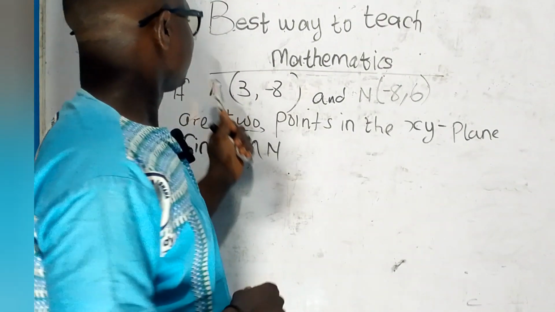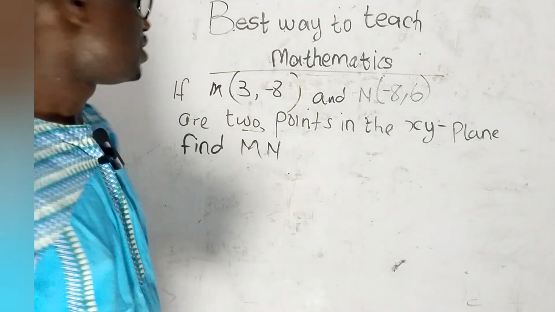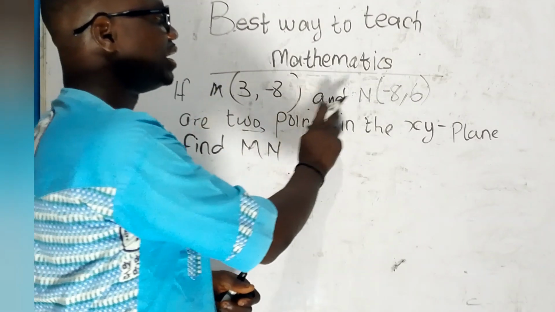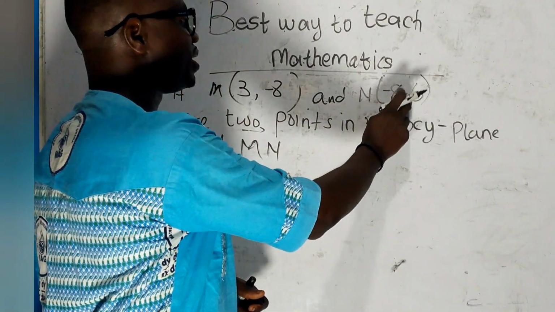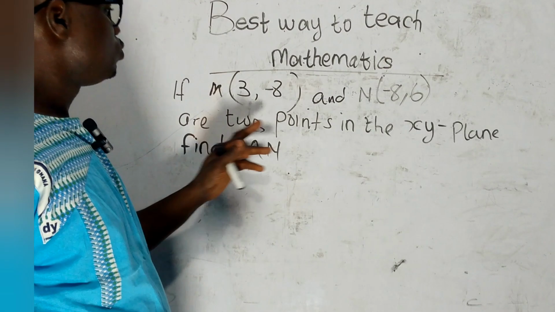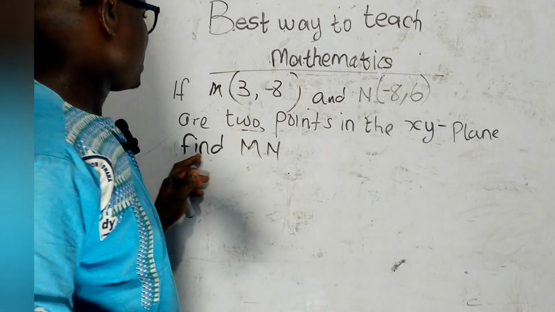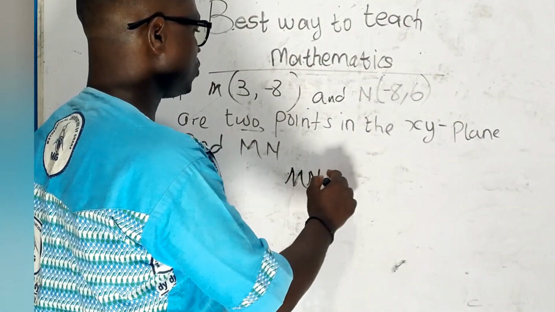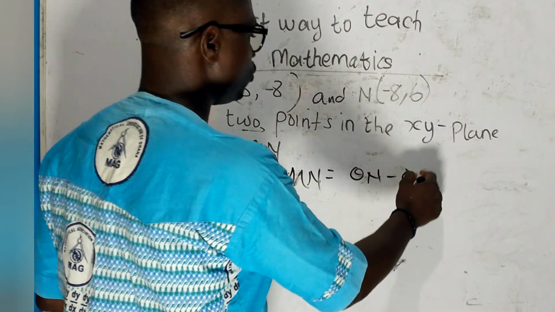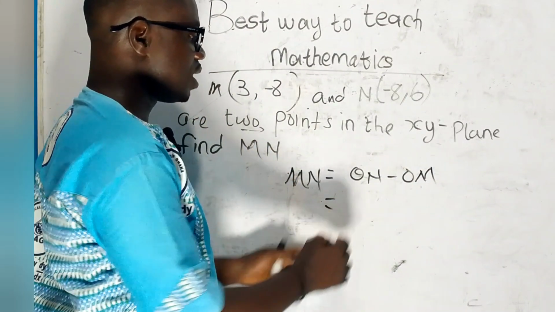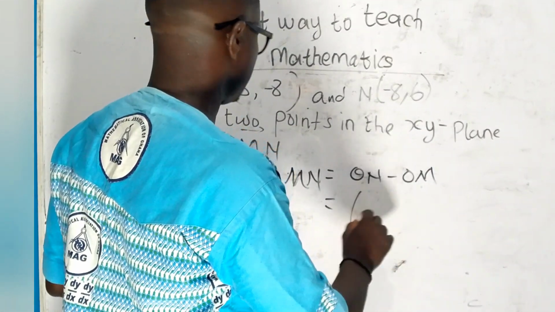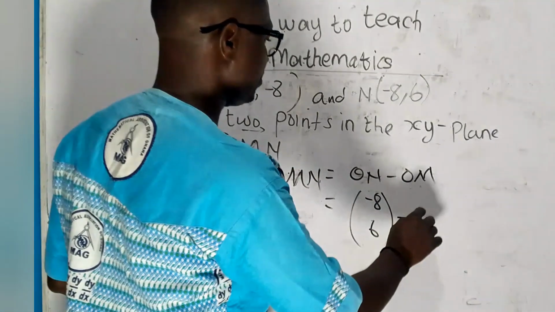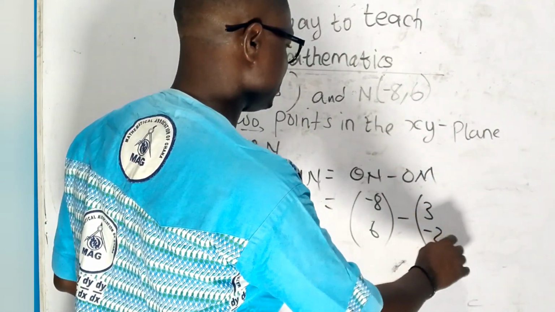Today we are going to look at the best way to teach mathematics. Let's look at this expression. We have M (3, -8) and N (-8, 6) are 2 points in the xy plane. Find MN. So MN is equal to ON minus OM. So our N is (-8, 6). Our M is (3, -8).